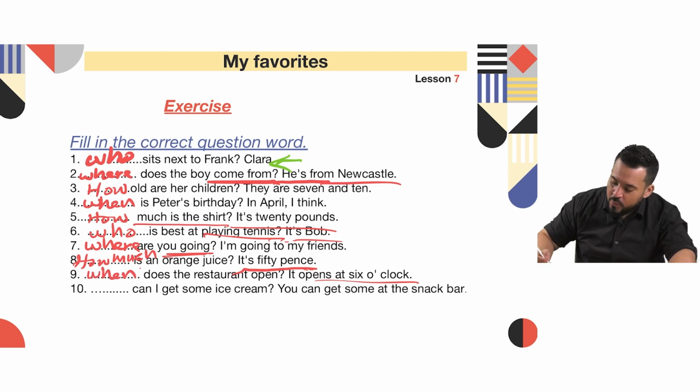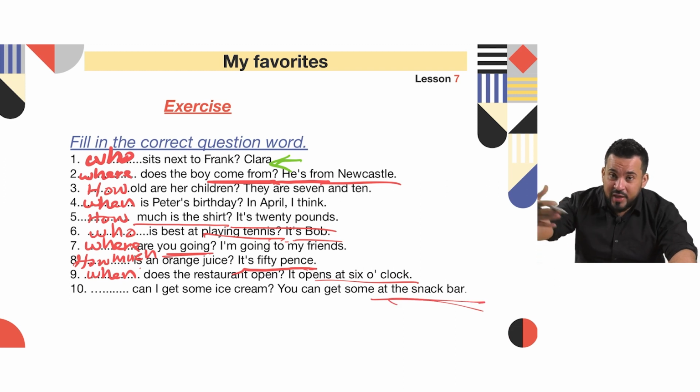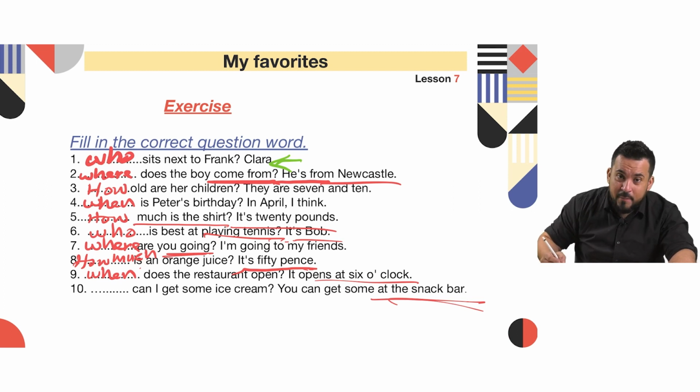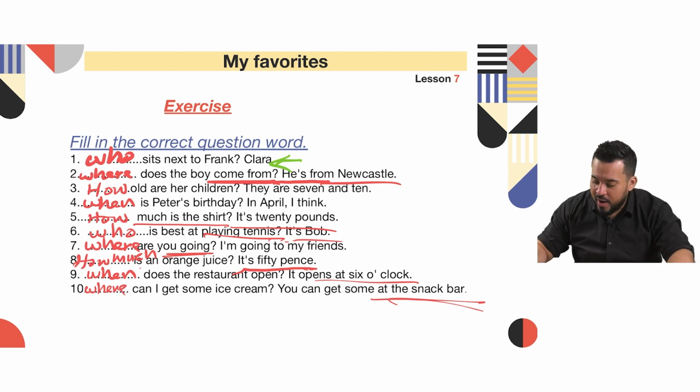Where can I get some ice cream? You can get some at the snack bar. So here, the snack bar is the location. That's where we'll find the ice cream. That means we're asking about a location, and you guessed it, it's where. Where can I get some ice cream?